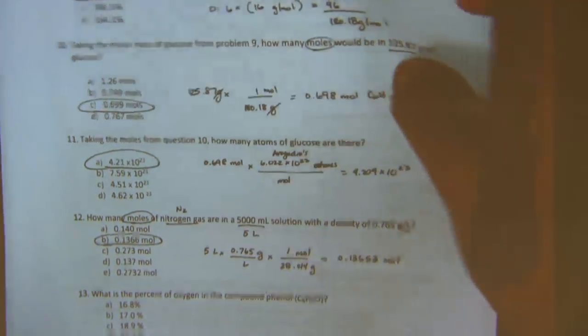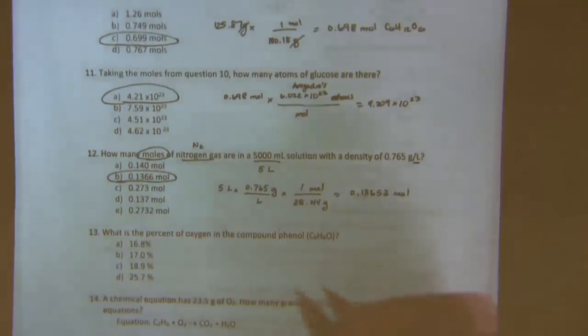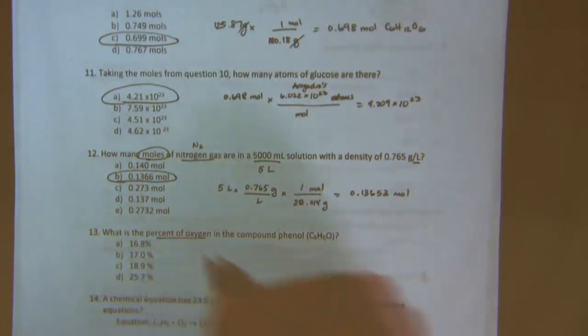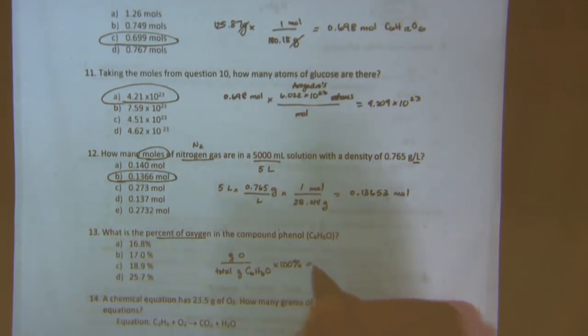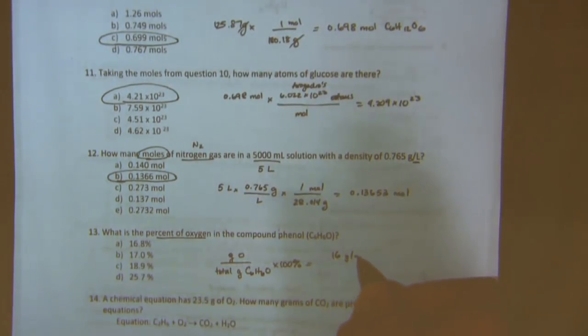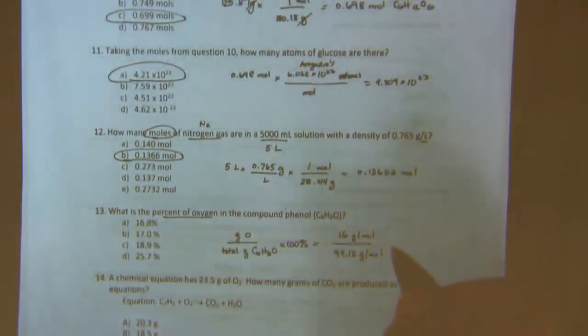So what is the percent oxygen in the compound phenol? So if we're looking for percent oxygen, we just need grams of oxygen over total grams of phenol times 100. So this is 16 grams per mole over 94.12 grams per mole. And I just did this math similar to how I did this problem. And we would multiply that by 100. And we would get a final answer of 17.